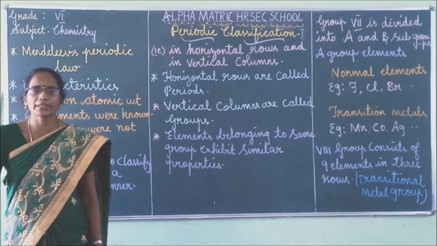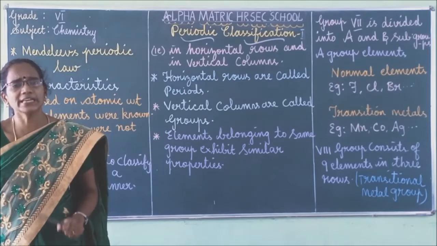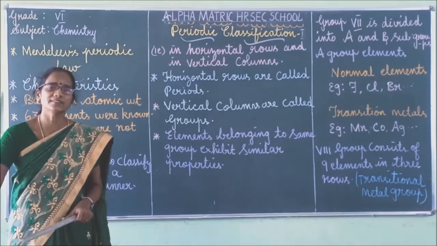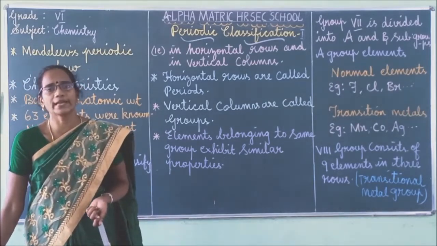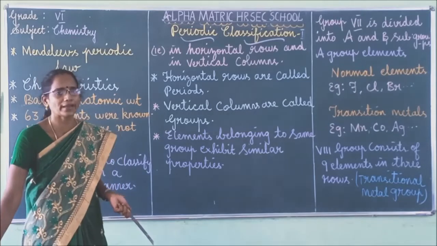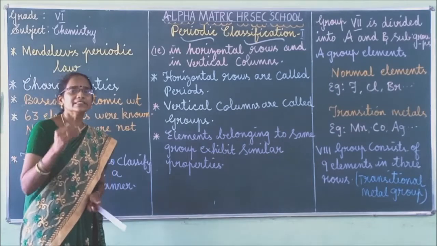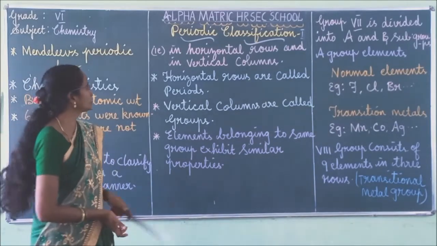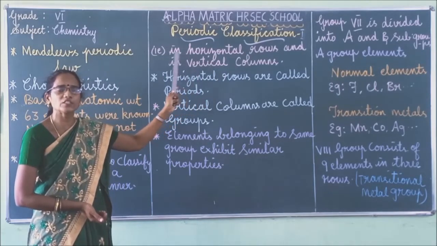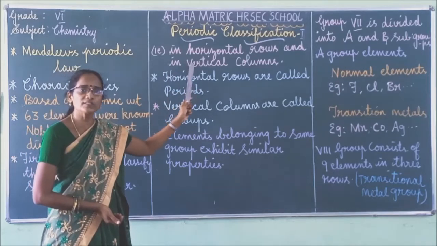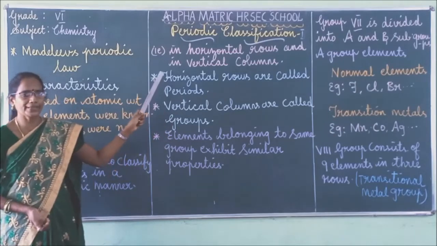Already you know what periods are and what groups are, isn't it? Mendeleev arranged all the elements in a systematic manner, which is very helpful for us to learn about all the elements. All the elements are arranged in a proper way based on their increasing order of atomic number, in horizontal rows as well as in vertical columns. So what are called periods? Horizontal rows.